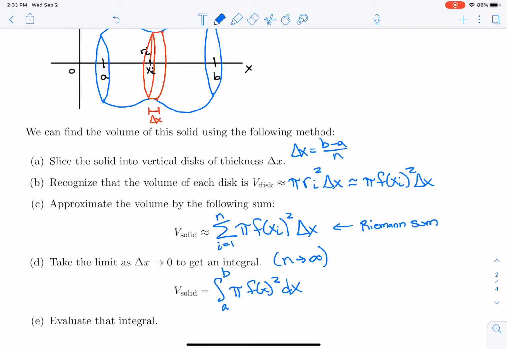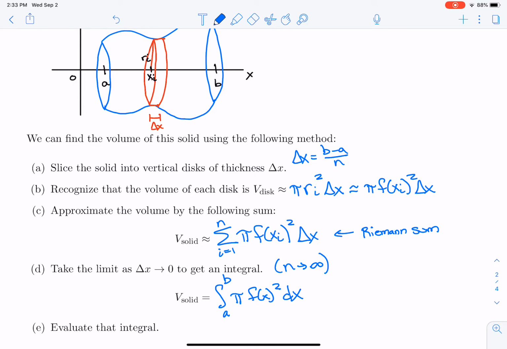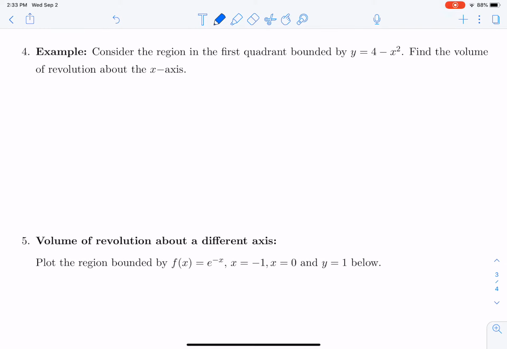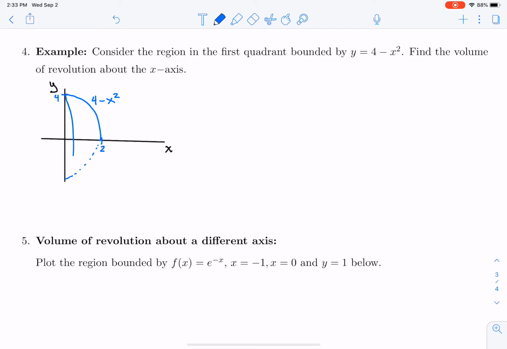And so this formula for this specific kind of example will come up over and over again. So let's do one of these. Let's consider the region in the first quadrant bounded by y equals 4 minus x squared. So the first thing that I'm going to want to do is draw this region. It's the region in the first quadrant, and it's bounded by the parabola 4 minus x squared. So I'm going to revolve it around the axis so that I get this solid of revolution.